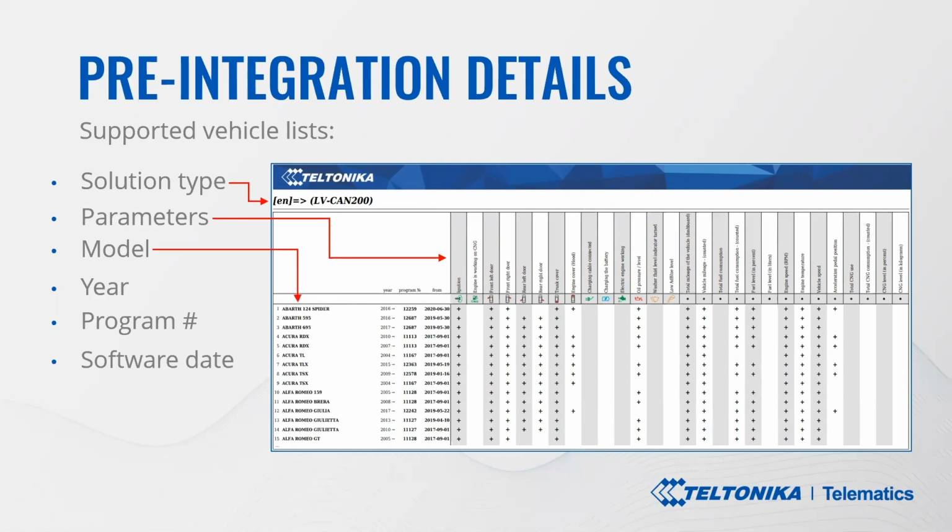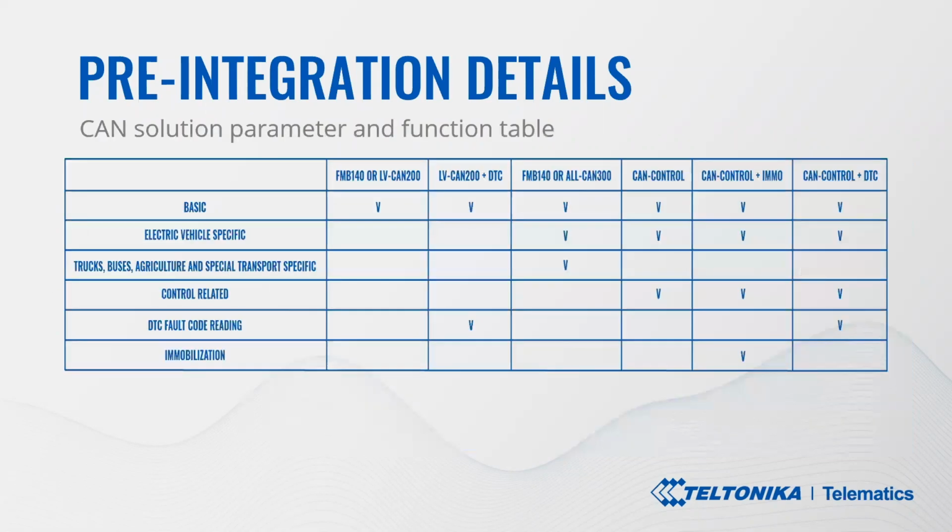We have a list of models that are already included in the supported list, placed here. We define the manufacturer year of that specific model, and also we assign a program number for it, and of course a minimum required software date. This information grants you what is required to identify what type of solutions we have and what their main differences are. We have this table.